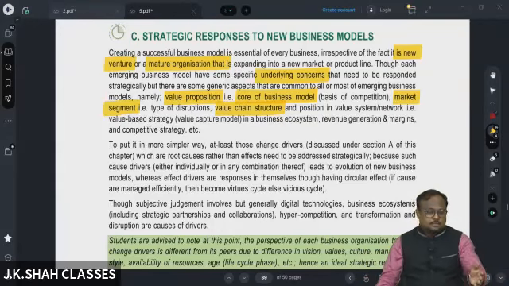Customization. Wherever you have an emerging market, all these products will survive.